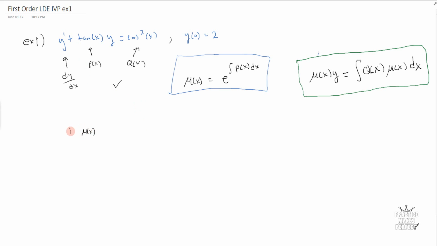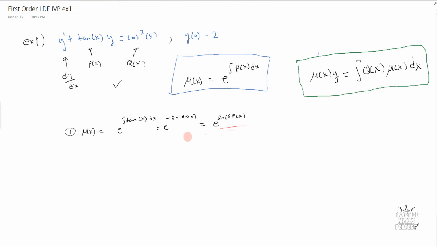Okay, so let's find the integration factor. It will be e to the power of the integral of tan x dx. And the integral of tan x is negative ln cos of x, or this could be written as ln secant of x. Okay, so this is our integration factor. Don't worry, we're not wrong. This should be it.